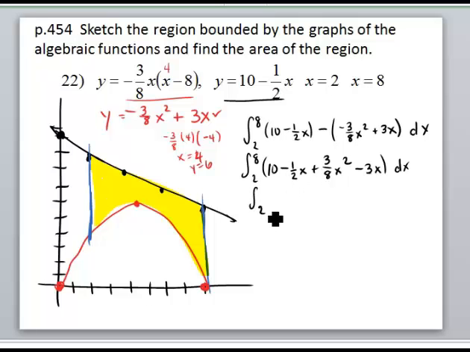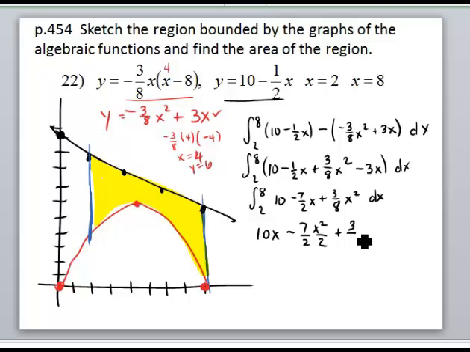Alright, so when I combine my like terms, I end up with a 10, and this would be a negative 3.5, which would be a negative 7/2 x plus 3/8 x squared. So now I'm ready to integrate. I'm going to say this is 10x minus, this would be 7/2 x squared over 2 plus 3/8 x cubed over 3. And I'd be computing this from 2 to 8.